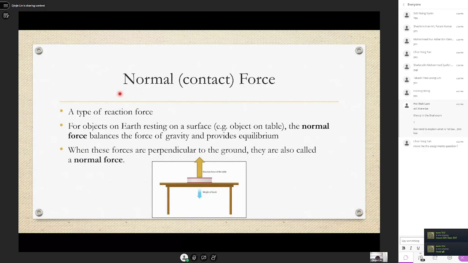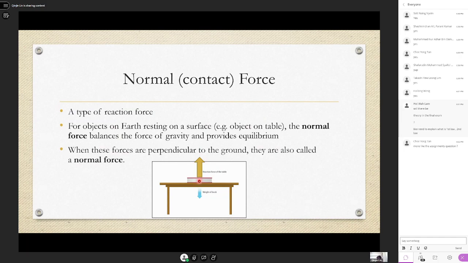For Newton's third law, there's also this concept of the normal force or normal contact force. It's a type of reaction force. That's why we learn it when we learn Newton's third law. For objects on Earth resting on a surface, it's pretty much almost everything, since we all rest on a surface. For example, an object on the table. The normal force balances the force of gravity and provides equilibrium. So this is about the same situation that I described just now, correct?